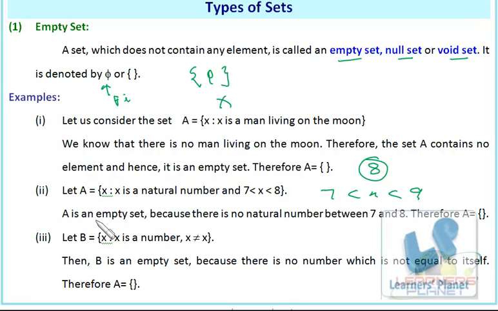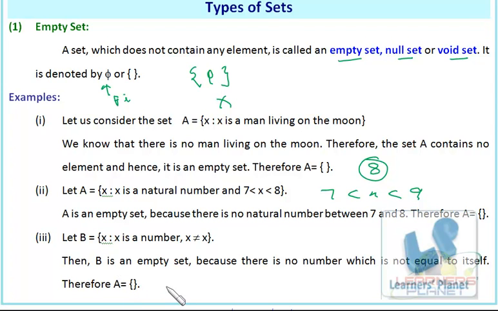Similarly, x such that x is a number, x is not equal to x, right? Now every number is equal to itself, right? So B will be an empty set, because no number is there which is not equal to itself. Therefore, B is an empty set.